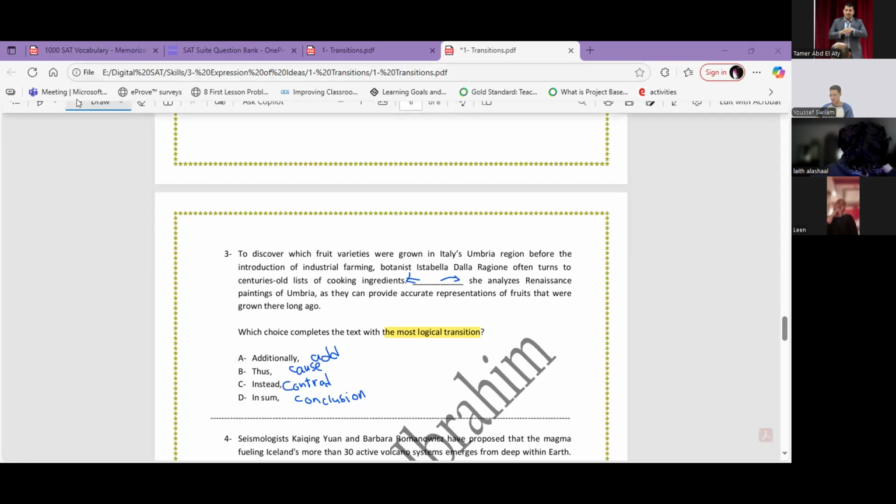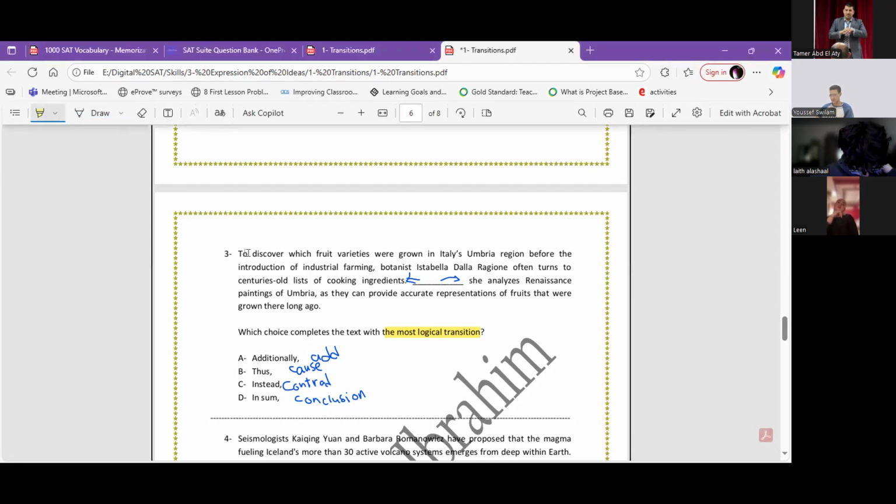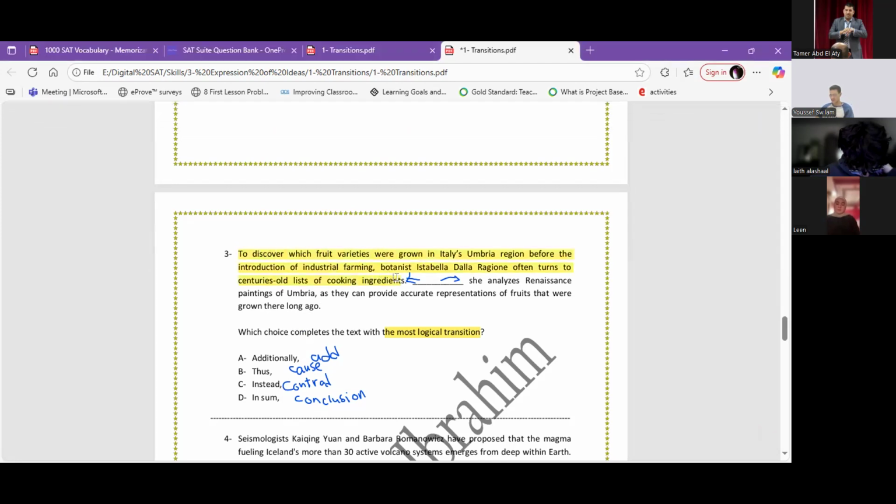So let's find the sentence before and the sentence after. This is level 3. To discover which fruit varieties were grown in Italy's Umbria region before the introduction of industrial farming, botanist Isabella Dalla Ragione often turns to centuries-old lists of cooking ingredients.